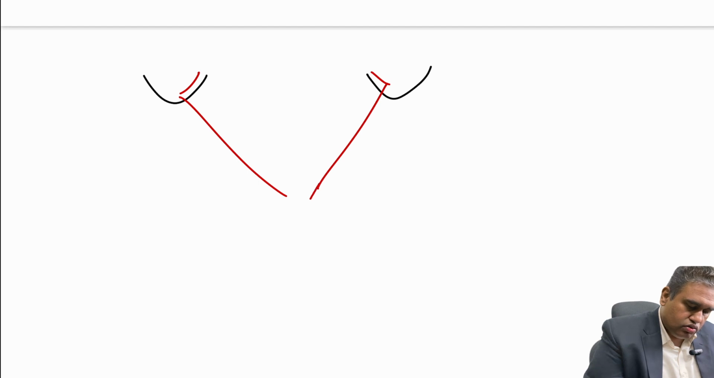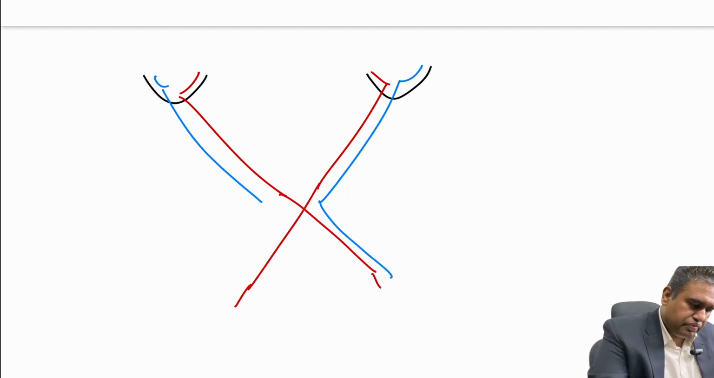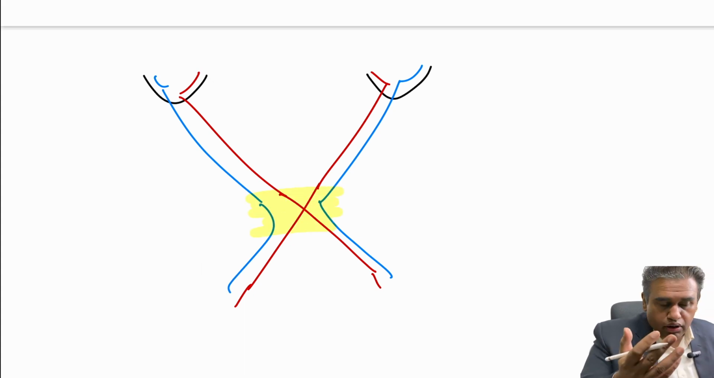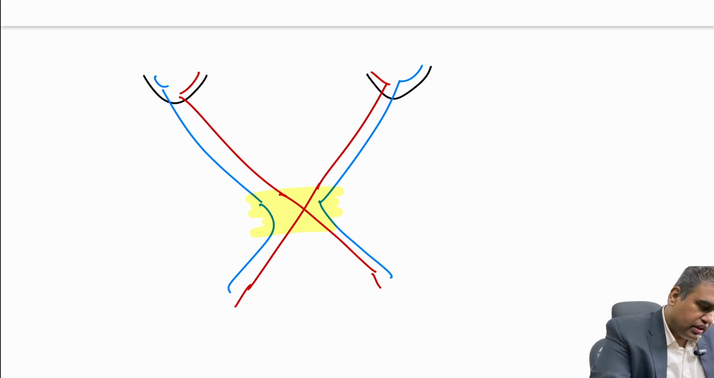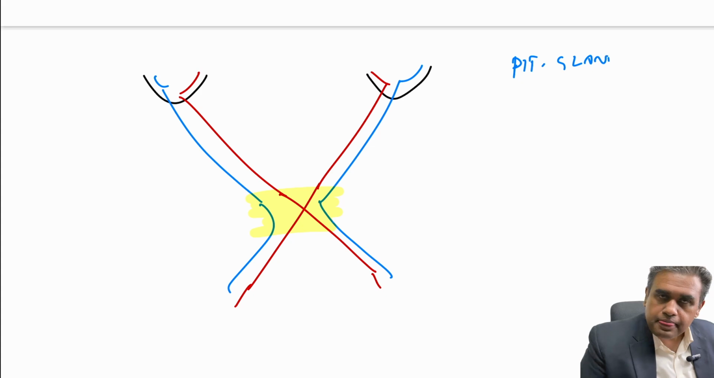We have, say, the two retinas over here. Now these are the nasal retinal fibers, and they come and cross and go to the opposite side. These are the temporal retinal fibers, and they come to the optic chiasm and go to their respective sides. What is this area? This area we all know is the optic chiasm. Now below the optic chiasm, what do we have? Below the optic chiasm, we have the pituitary gland.